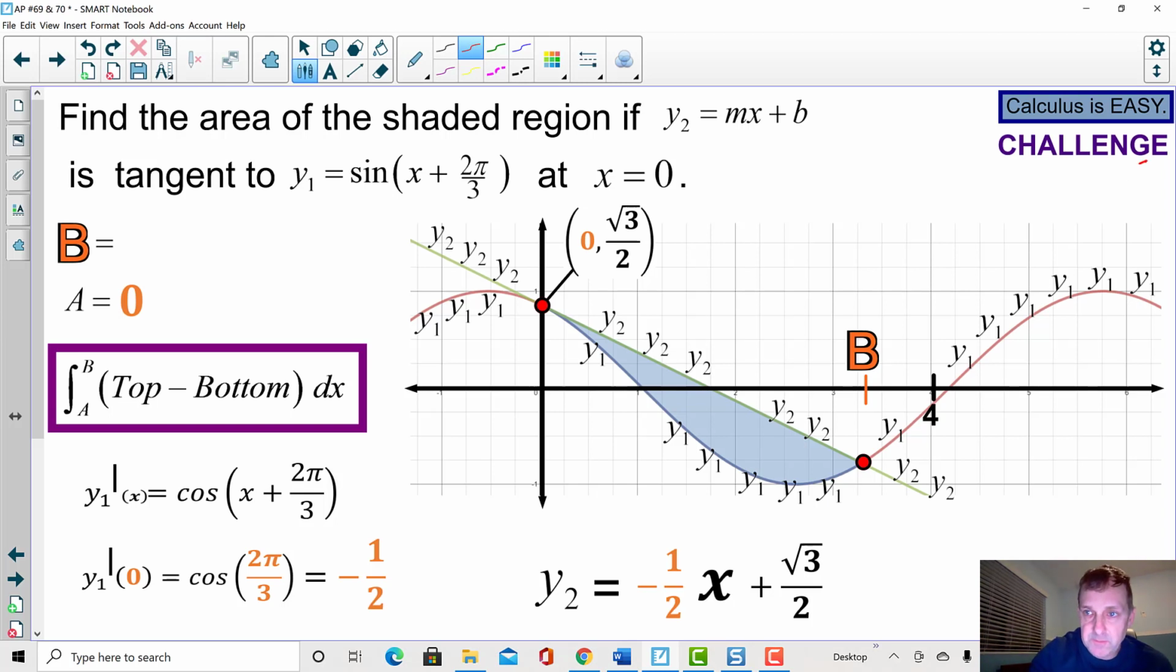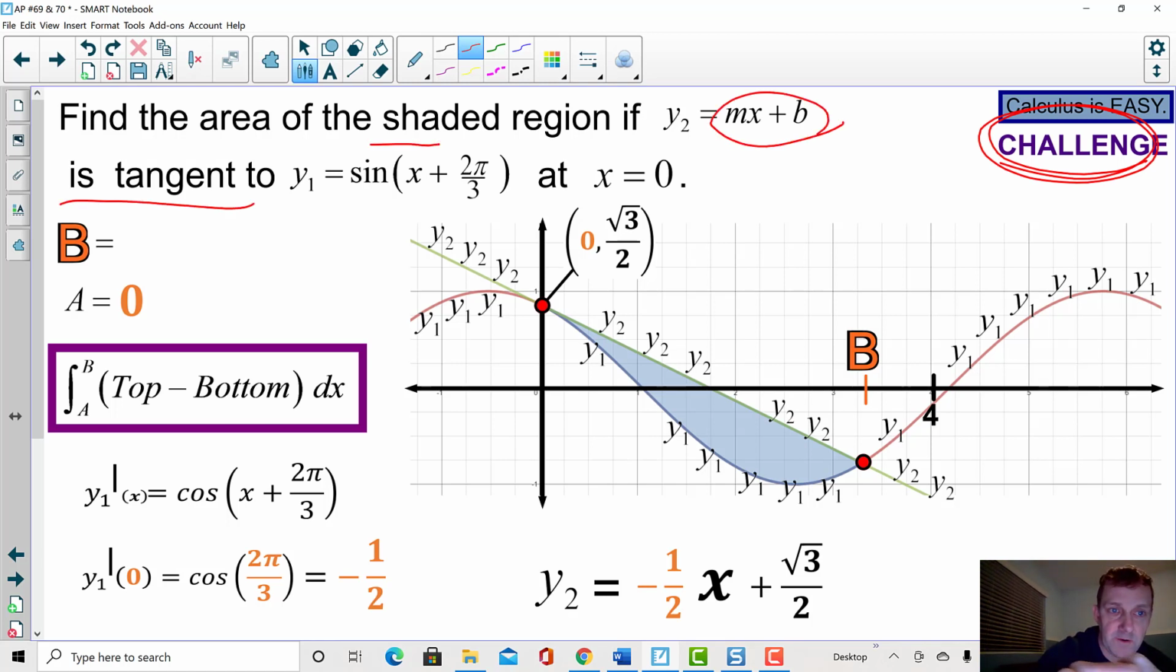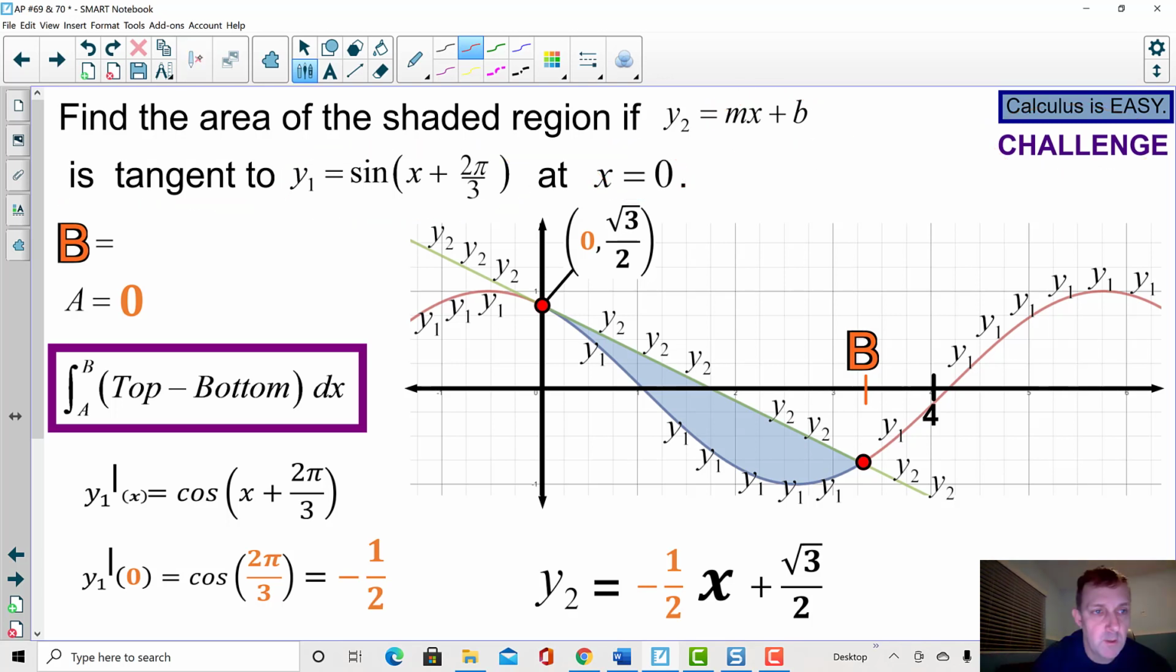Okay, our last example is a bit of a challenge problem. It says find the area of the shaded region if y2 is some line that's tangent to this curve at x equals 0. So we don't know the equation of the line, and that's what makes this one difficult. What we do know is that it's tangent to the curve at x equals 0. So that means its derivative would be the same at x equals 0.